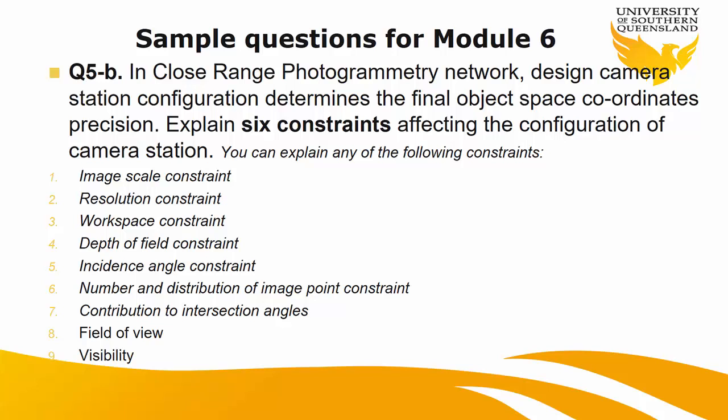Some of the constraints you might have are image scale. It can be resolution, workspace. You might have some constraint in the workspace. Field of view, visibility. Yeah, it can be obscured. What else? Incident angle constraint is very important sometimes to get a precise measurement using close-range photogrammetry. Anyway, there's a whole list in the study book. Please go and have a look and make sure you understand them.